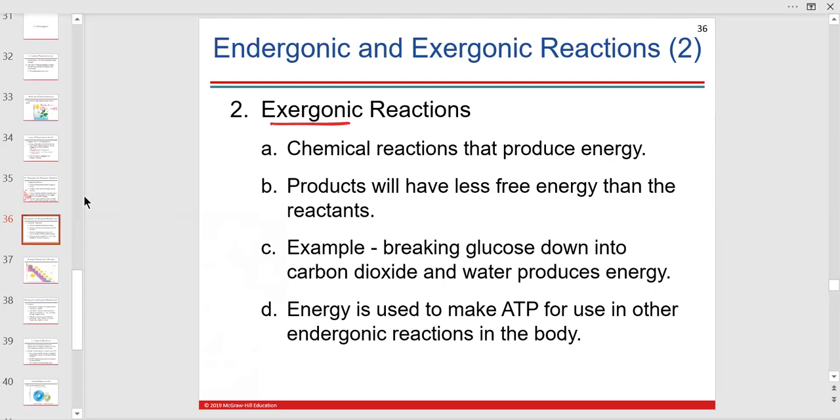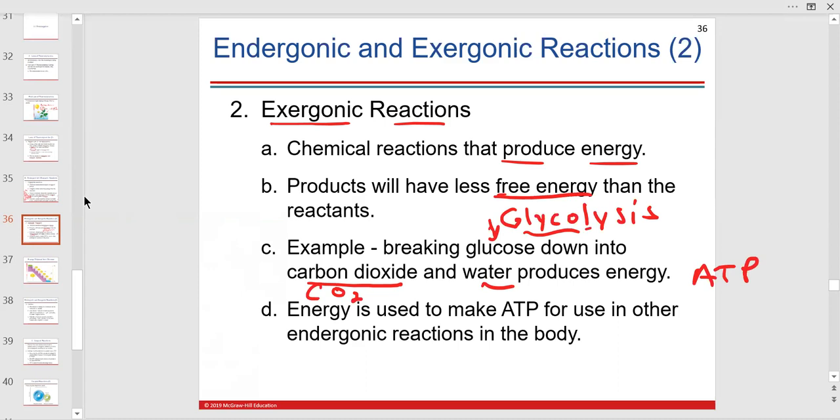So exergonic reactions, back to this. The chemical reactions that give off energy in the form of free energy, so the products will wind up with less free energy. This is glycolysis, right? We're breaking down glucose, and the ultimate byproducts are CO2 and water, but also ATP.